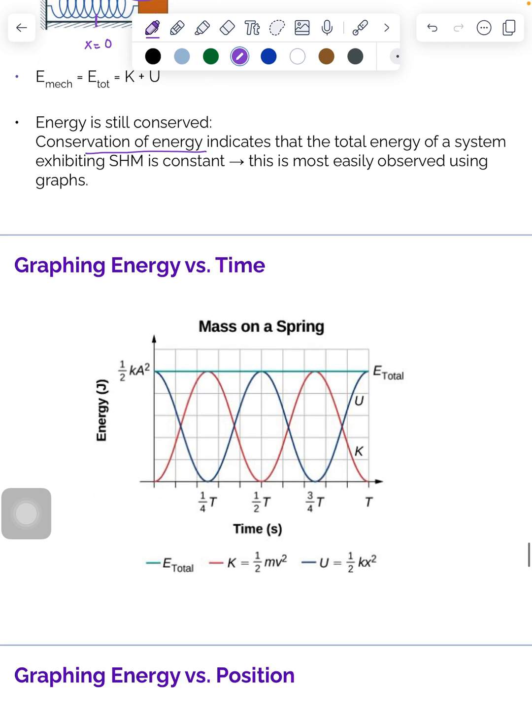So here is a great way to show it. We've got three superimposed graphs. We have the kinetic energy graph in red. We have the potential energy graph in dark blue, and the total is in teal. So at any point along this line, if I add these together, I should get the one on top.